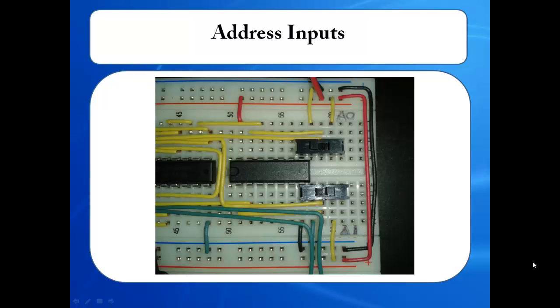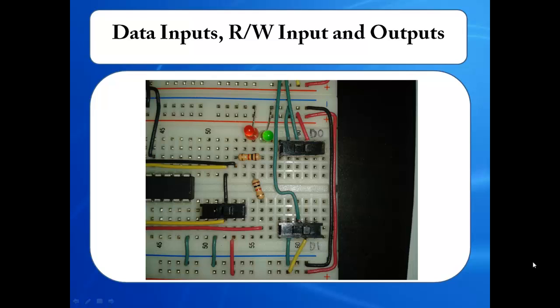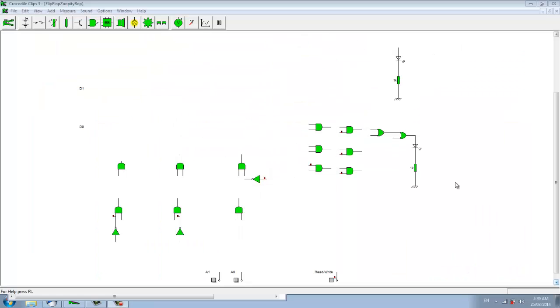These are the address inputs, A0 and A1. As you can see, they are connected to both ground and power. These are the data inputs, read and write inputs, and the outputs. You can see right here, this is Q0 and this is Q1. Remember to put a resistor.